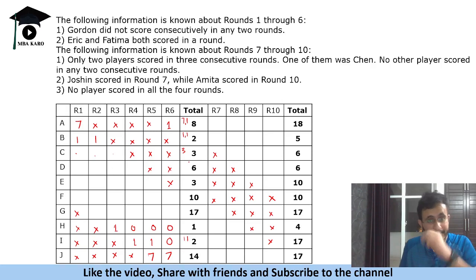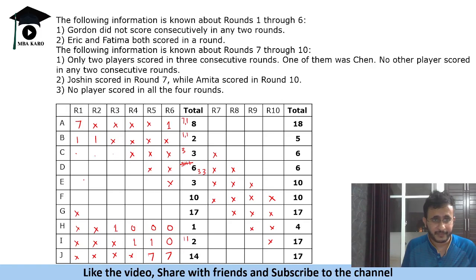Now 6, again multiple possibilities. There are two possibilities: 3 1 1 1 or 3 3. If we take 1 1 1, we cannot have 1 here, we cannot have 1 here. So we are left with just two ones. So this case is not possible for them. So 3 3.